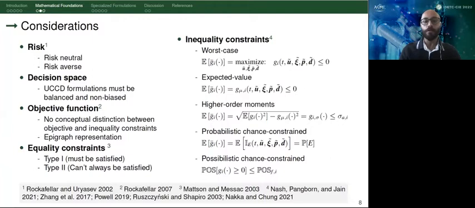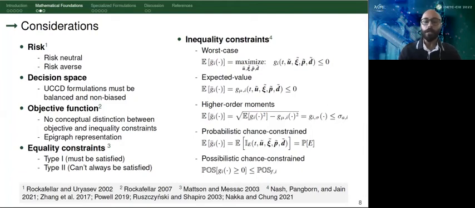And generally, these formulations may be risk neutral or risk averse. In a risk neutral formulation, no measure is taken to hedge against uncertainties, whereas in a risk averse formulation, we are attempting to reduce the risk that is associated with the violation of the constraints. In terms of the decision space, the UCCD formulation must remain balanced and non-biased. In other words, in response to uncertainties, we have to explore both the physical system design and control design in order to make sure that our final solution is robust or reliable.